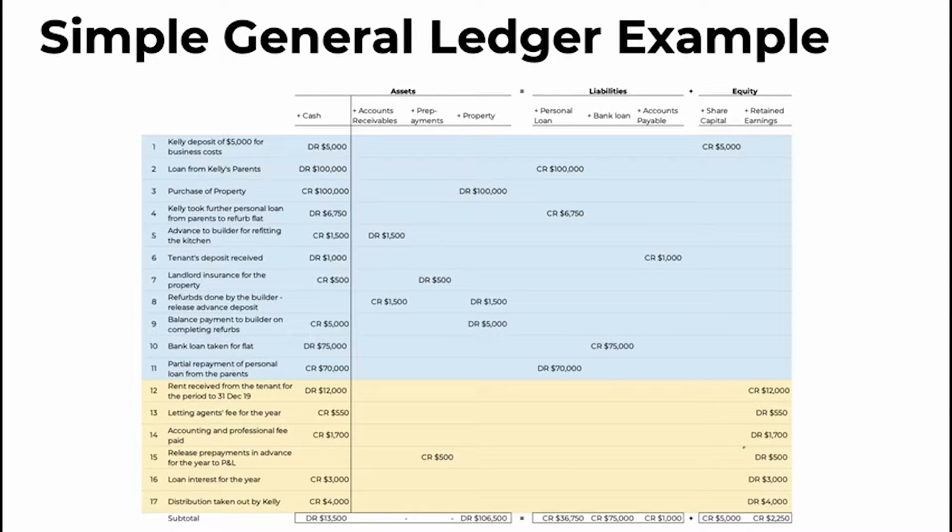Okay, now just helping to understand the simple general ledger presentation. What I've done here is split the transactions and try to make a relevance to the account equation and each of the account types, and then show the transaction in there.